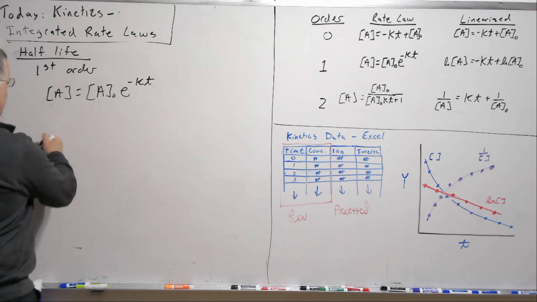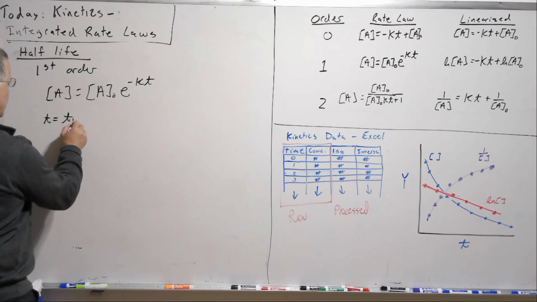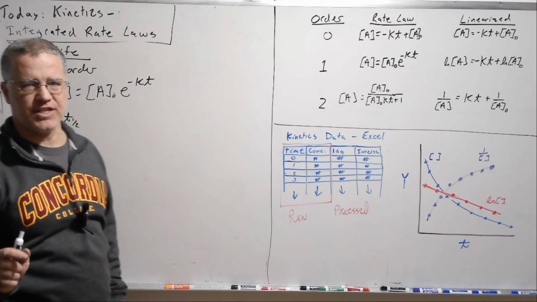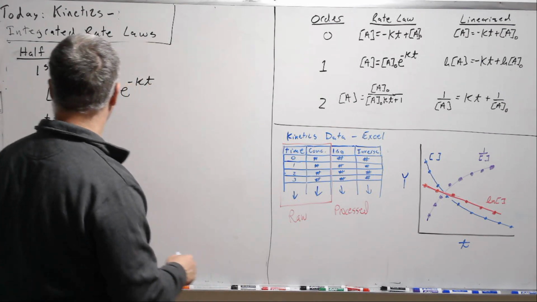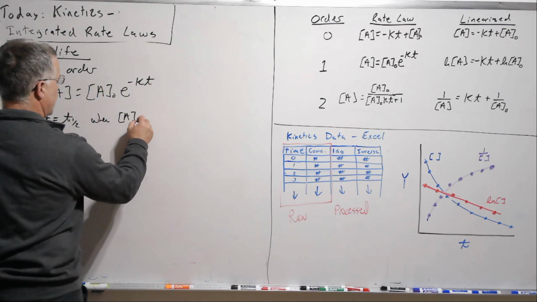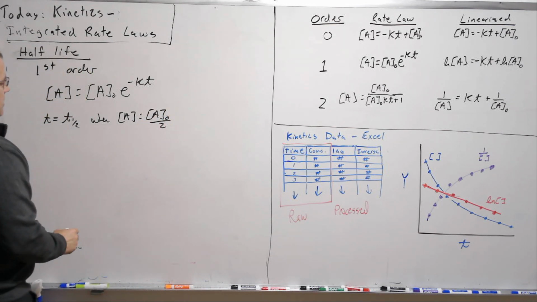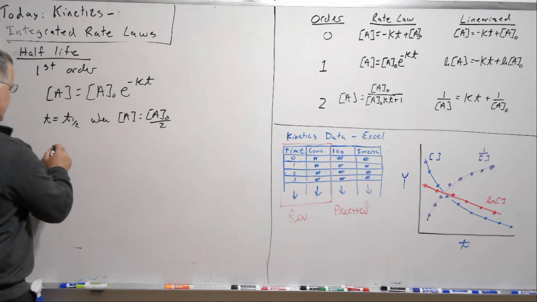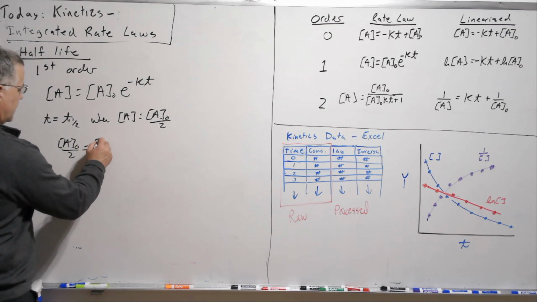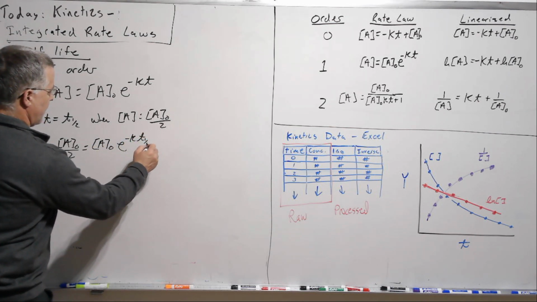And then we will stick in, at the half-life, we're going to let t equals t subscript 1/2. So this is the particular time, it's one single value of time, when A equals A naught over 2. And so let's plug that in. A naught over 2 equals A naught e to the minus k t 1/2.